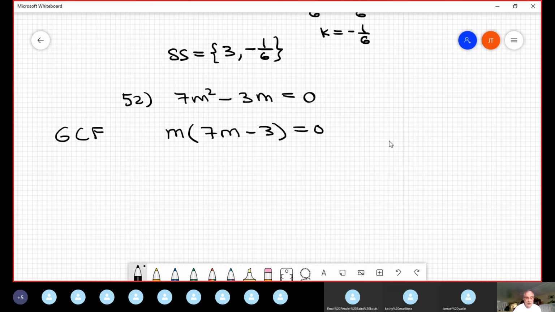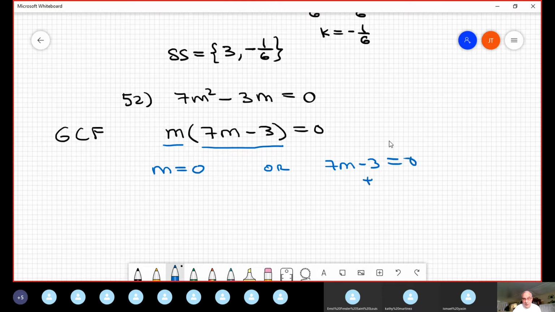Wow. So basically, we have two factors. The first factor is just m. The second factor is 7m minus 3. We separate into two linear equations. The first solution is m equal to 0. If m is 0, it's obvious that the rest is 0. Or 7m minus 3 equal to 0.